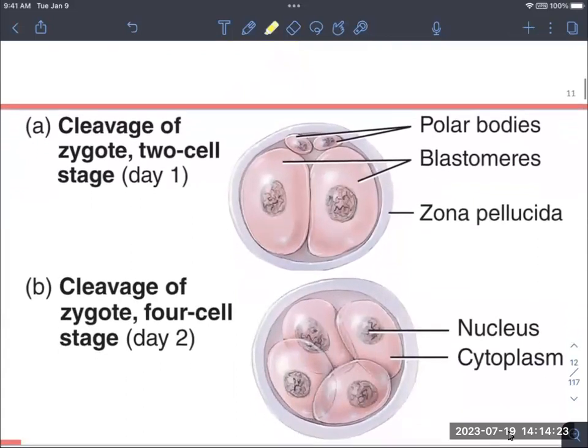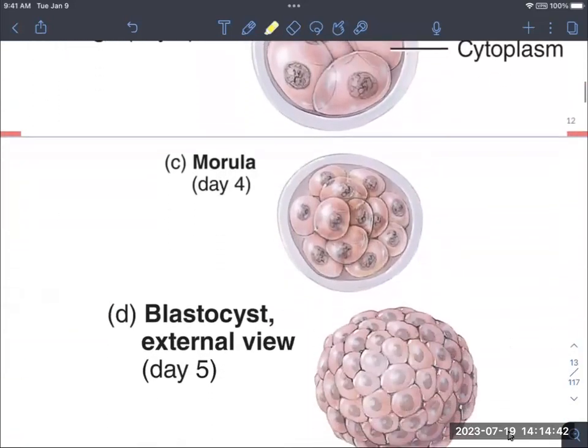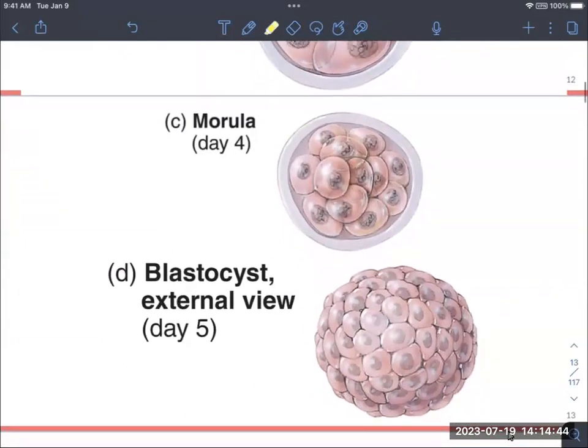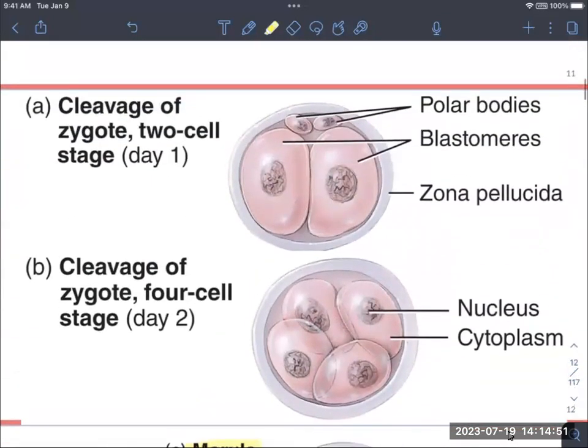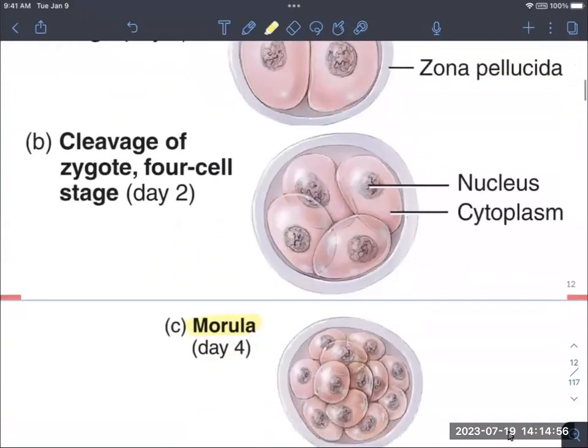So if we look, we get this cleavage of these 2 cells. One cell turns into 2 cells. Those are those blastomeres. Now we have 2 cells. Each of those 2 cells are going to divide. Now we have 4 cells. By day 4, we've got lots and lots of cells. It's still about the same size. This is where we turn into that morula.